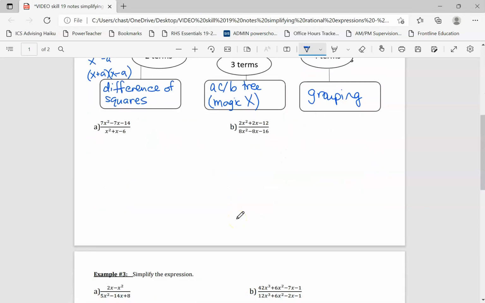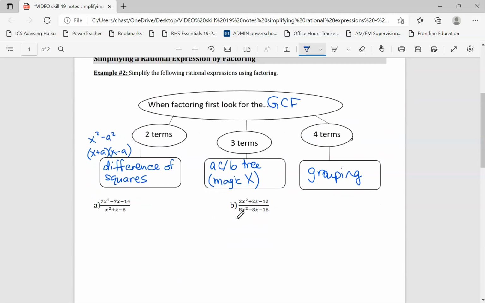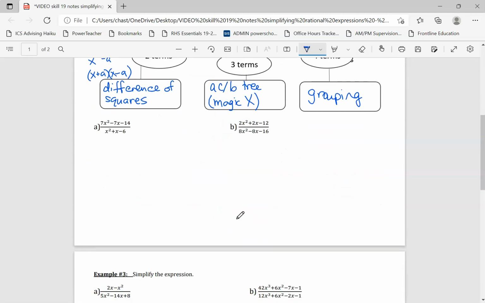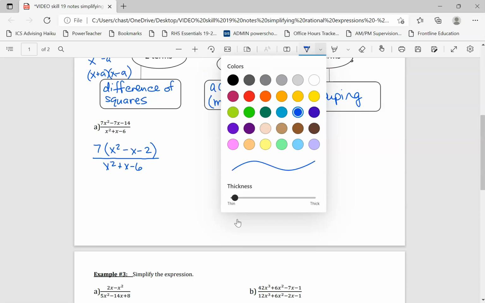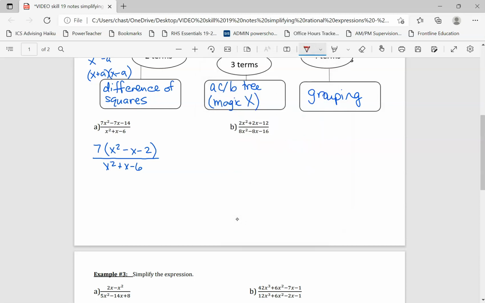Okay, so now we're going to practice doing some simplifying rational expressions by factoring. All right, in letter A, in the numerator, first thing I notice is there's a common factor of 7. So I'm going to factor that out. Denominator looks okay. So now we're going to factor the numerator and denominator, what's left over.